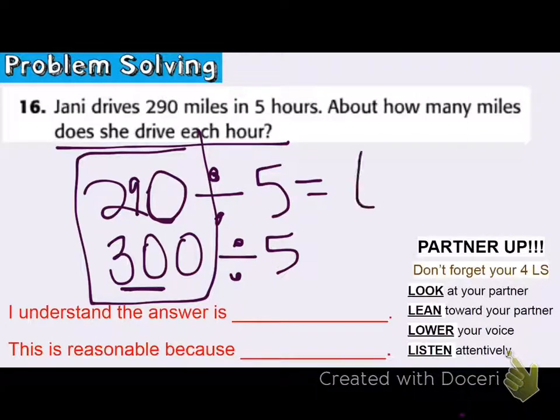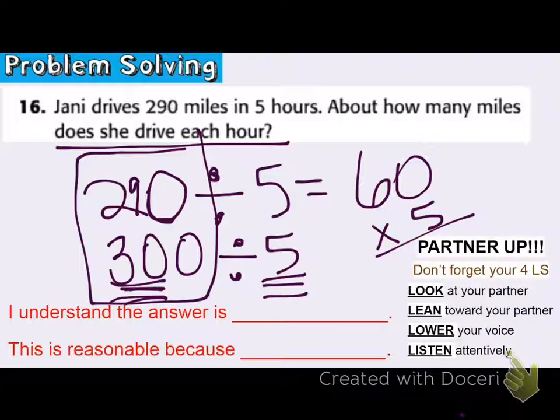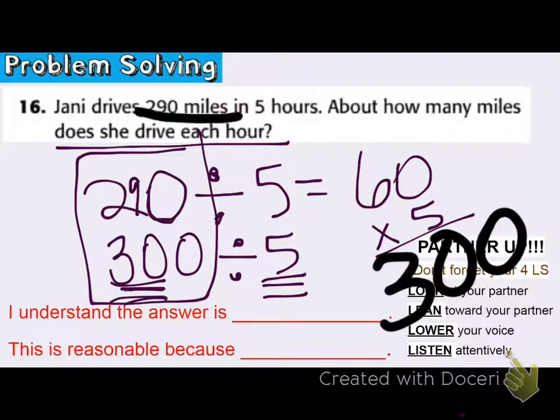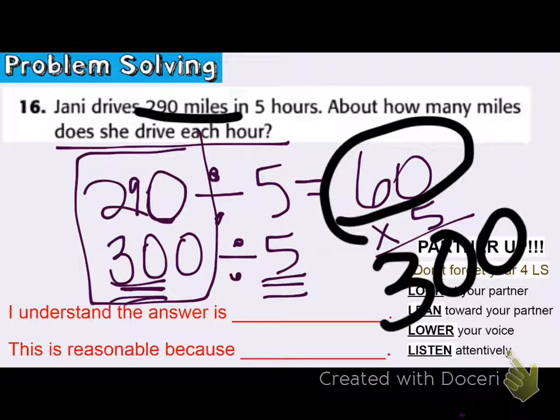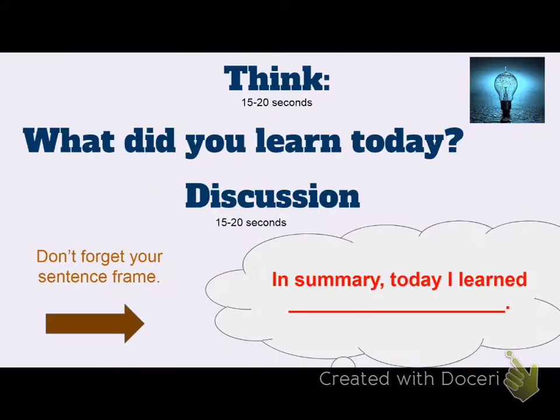Step 2 is divide. Well, 5 goes into 30 6 times, and I need my 0. I know 60 is about how much she drove in each hour. If I multiply 60 times the 5 hours that she drove, that gets me pretty close to her total mileage. So 60 miles per hour is a reasonable answer.